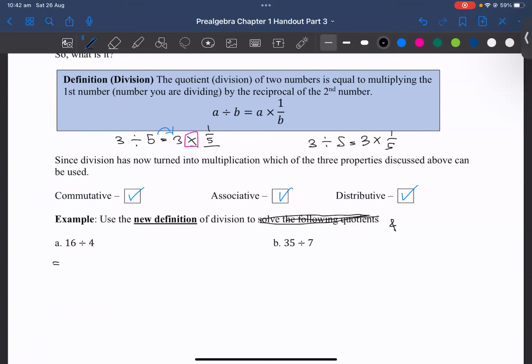So 16 divided by 4 is the same as multiplying 16 by the reciprocal of 4, which is 16 times 1/4. So that's the answer for this. That's what I want you to do. Does that make a bit more sense?